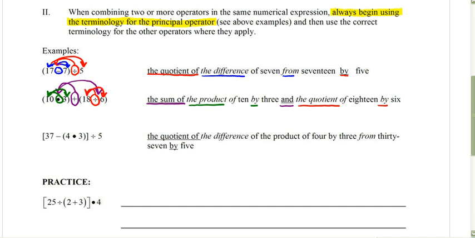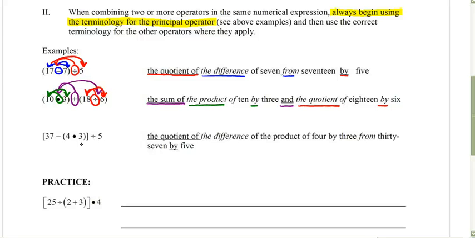In our third example, we see that there are grouping symbols inside grouping symbols. These are called nested grouping symbols. As before, we will begin our translation with the principal operator, the operator that is outside the grouping symbols, which is a division sign. But then, which operation do we go to next?